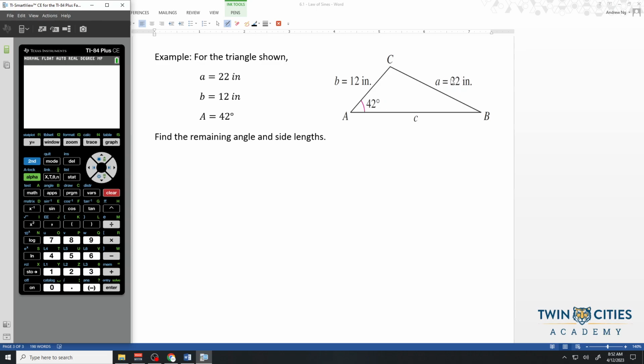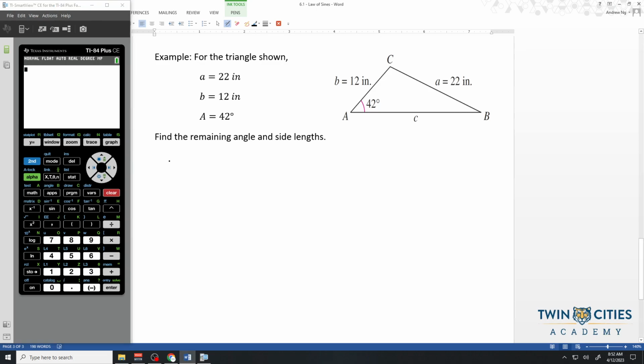So perfect. This allows me to use the law of sines as long as I have one other piece of the triangle, so either a side length or an angle, which I do here. I have B is 12 inches. So I'm going to use law of sines where for sure I'll be using the A's. And because I know the side length of the B's, I'm going to be using the B's to find angle B.